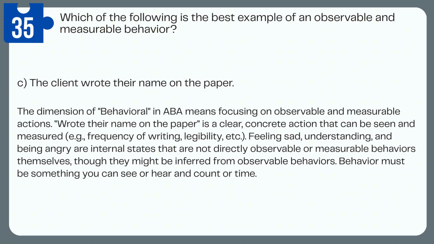Answer: C. The client wrote their name on the paper. The dimension of behavioral in ABA means focusing on observable and measurable actions. Wrote their name on the paper is a clear, concrete action that can be seen and measured. Example: frequency of writing, legibility, etc. Feeling sad, understanding, and being angry are internal states that are not directly observable or measurable behaviors themselves, though they might be inferred from observable behaviors. Behavior must be something you can see or hear and count or time.